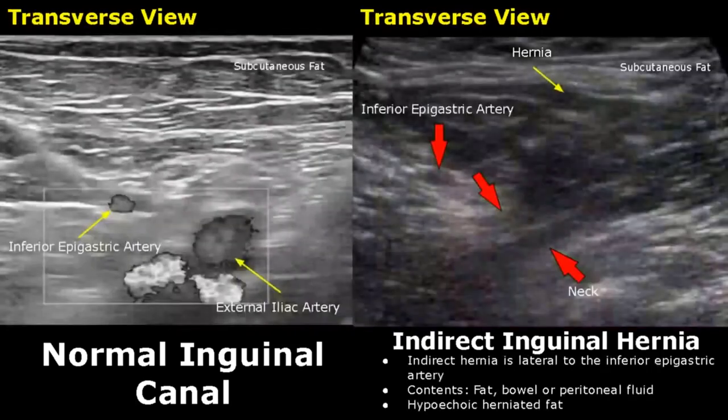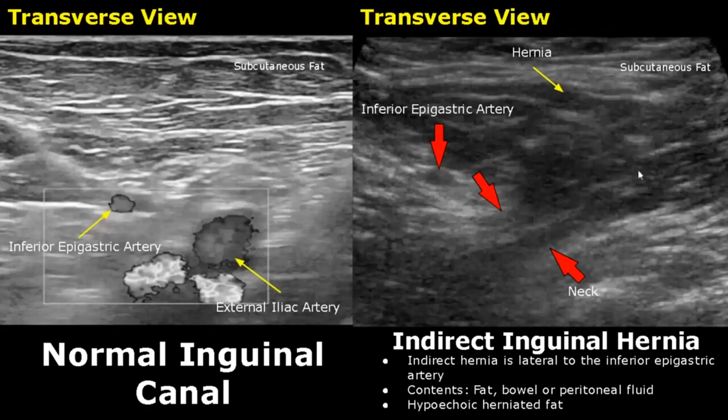Here is another transverse view of a normal inguinal canal. Color Doppler is applied. This right here is the inferior epigastric artery, and this is the external iliac artery. An indirect hernia is much more common than a direct hernia. In a transverse view, an indirect hernia is seen lateral to the inferior epigastric artery.